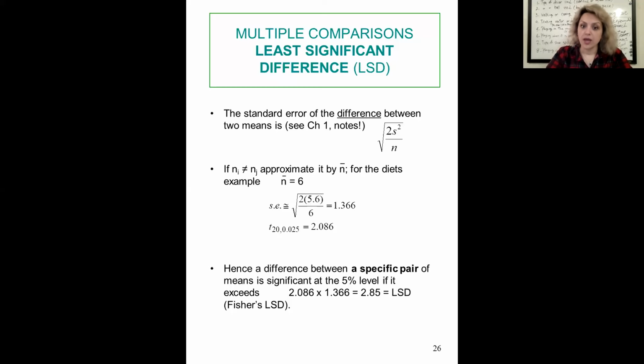We find the t from the table is 2.086. Therefore, a difference between a specific pair of means is significant at the 5% level if it exceeds this number, 2.086 times 1.36. So the LSD is equal to 2.85. If the difference between a specific pair of the diet means exceeds 2.85, then the difference is significant.